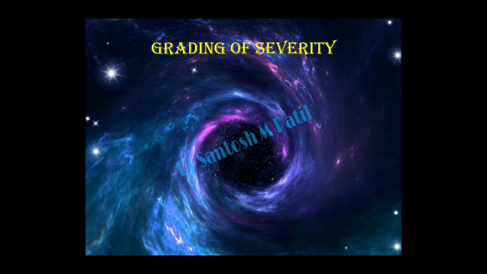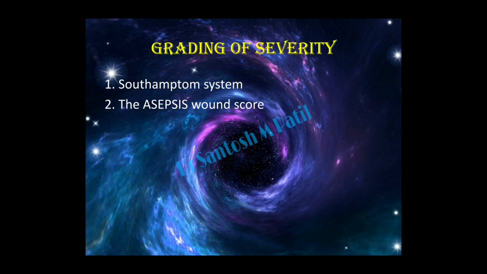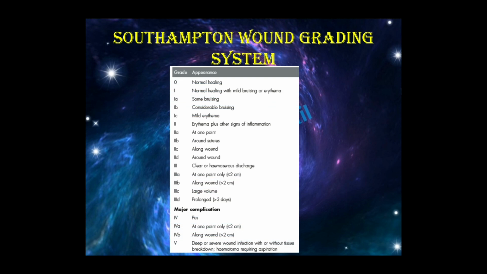Once the type of wound has been categorized, post-operatively some patients will develop infection. That infection should be graded. There are two grading systems. One is the Southampton scoring system, and the second is the ASEPSIS wound score. The Southampton scoring system is grades 1, 2, 3 and 4, and the last is 5, where there is deep or severe wound infection with or without tissue breakdown, but hematoma requiring aspiration.